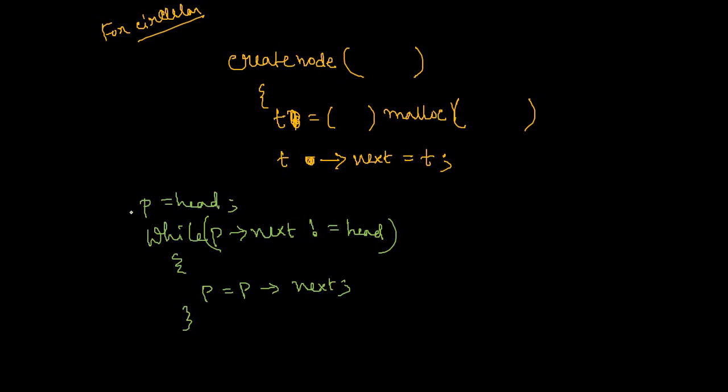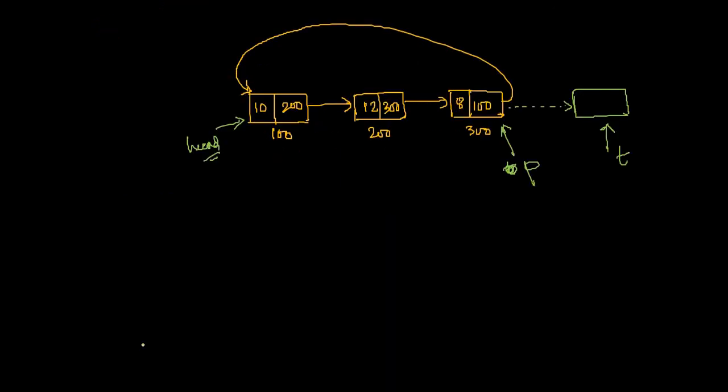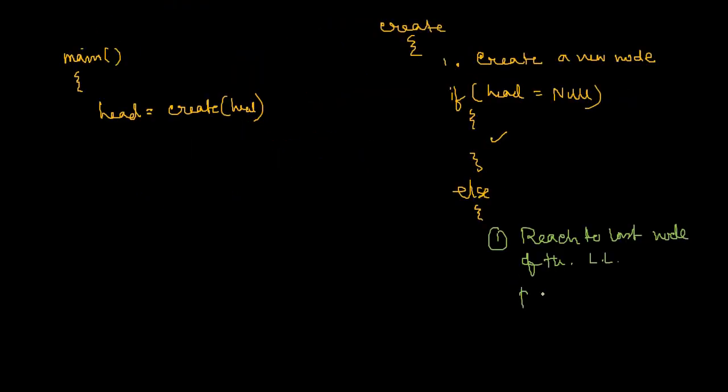So anyway, that means after executing this loop correctly, we can think one thing, that somehow your P is pointing to the last node of the current linked list, and this connection is still not established. So what to do? Now it's going to be very easy. You will simply write P next equal to T, and then you will write T next equal to head.